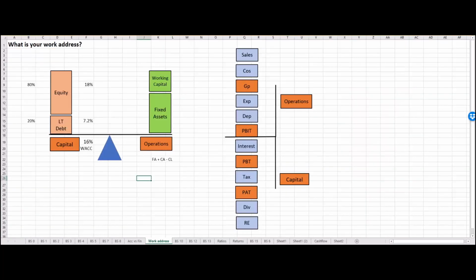So now that we have determined that you are most likely in the operations suburb, what I want to do is I want to head across to the income statement and find out what your street address is. And you'll see that my income statement has been broken into operations and capital, just like the balance sheet. And the point where it is delineated between operations and capital is just below the profit before interest and tax, or EBIT, which you probably more commonly know it as, or the operating profit.